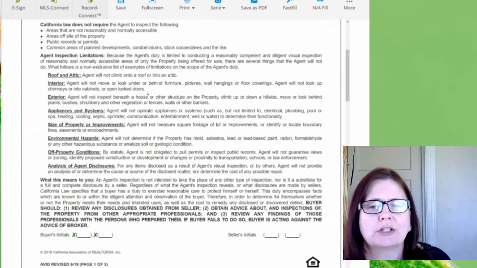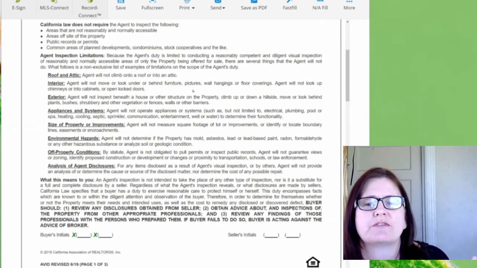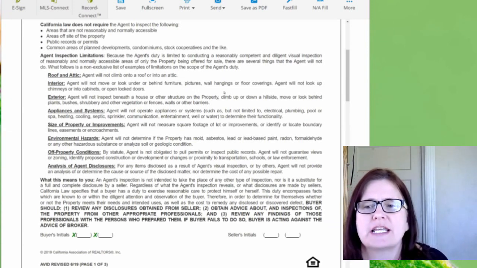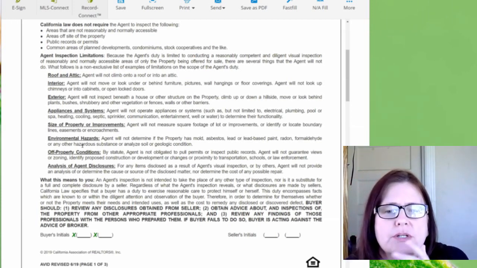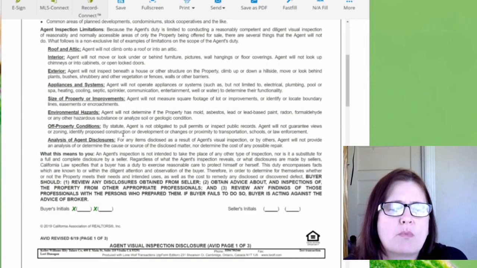So we're not going to look under the furniture, move the furniture, look behind the furniture, anything like that. We're not going to look into chimneys or in cabinets, so we don't have to open up the kitchen cabinets and stuff. This is basically telling them what we will and will not be inspecting.